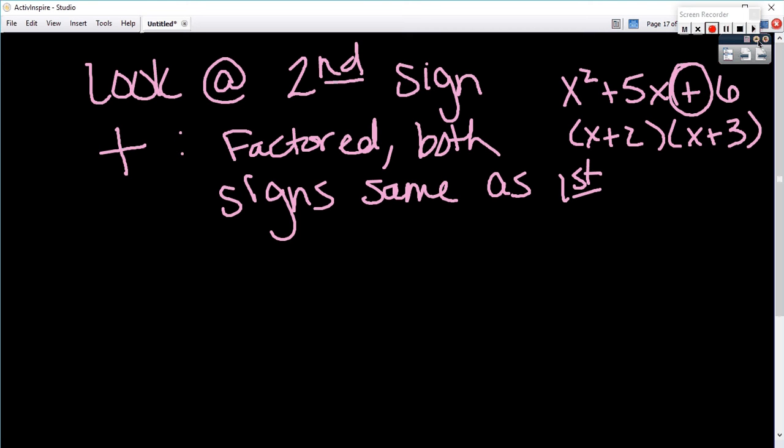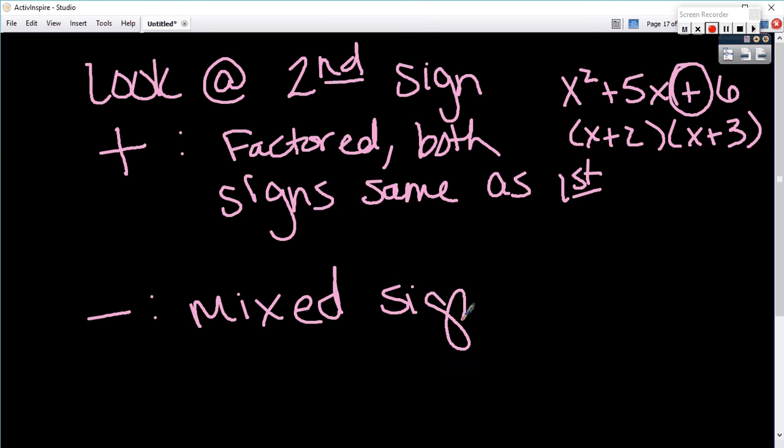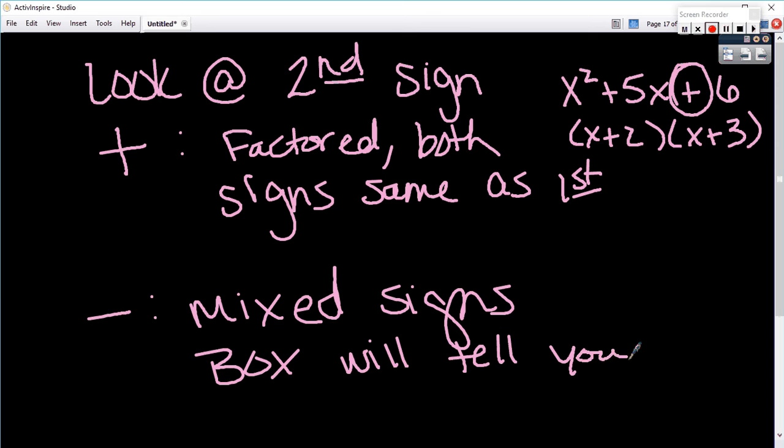All right. If the second sign is minus, I'm going to end up with mixed signs. When I show you how to go through the box, it'll tell you which one's plus and which one's minus. So if I have plus minus or minus minus, I have mixed signs.